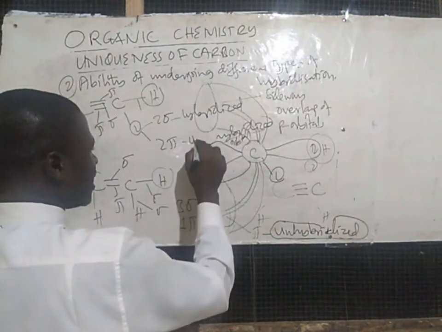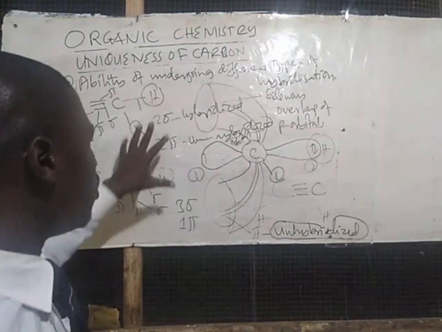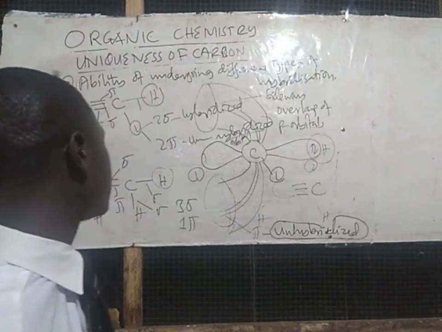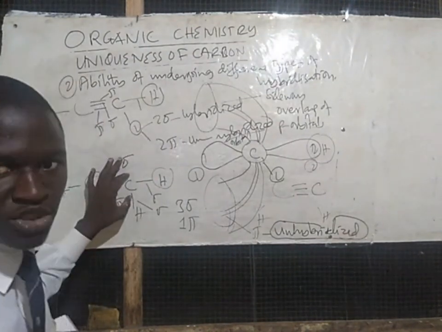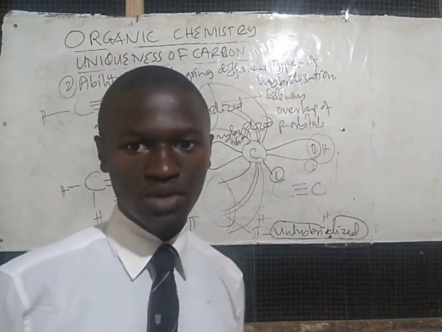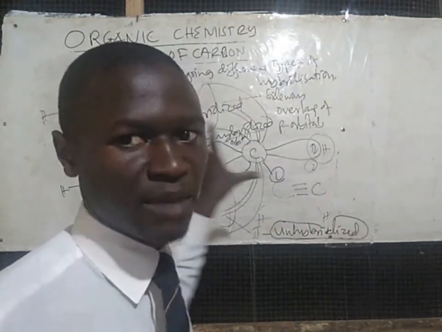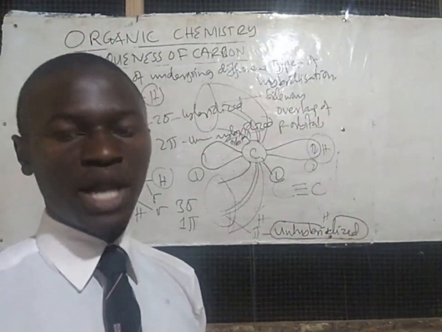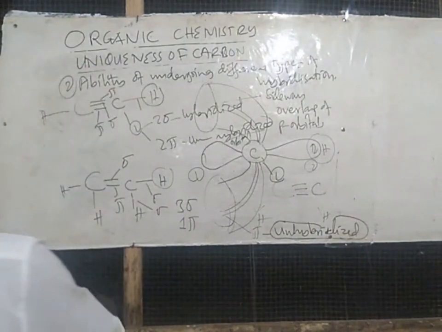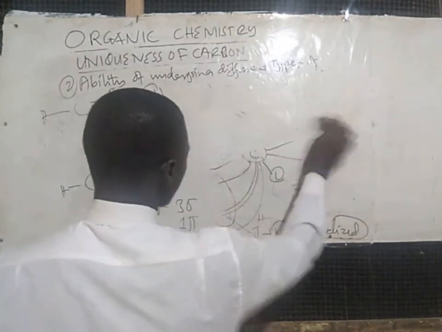While this one is formed by unhybridized. So that means the number of orbitals required to be hybridized in this molecule, or in this carbon, is different from the number of orbitals required to be hybridized in this carbon. However, all of them are compounds containing two carbons. So don't worry about the number of carbons, but the important thing for you to understand here is the type of hybridization. Now let's dig deep into how to see different types of hybridization in these different types of compounds.